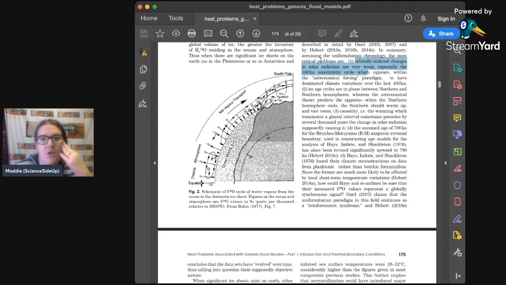The orbitally induced changes in solar radiation are very weak, but it doesn't matter, it's enough. Ice age cycles are in phase between northern and southern hemispheres. Of course they are. So let's just use axial tilt. I go over all of these in my Milankovitch cycle video, but let's just talk about axial tilt. That's going to be the easiest one to visualize right here and now.